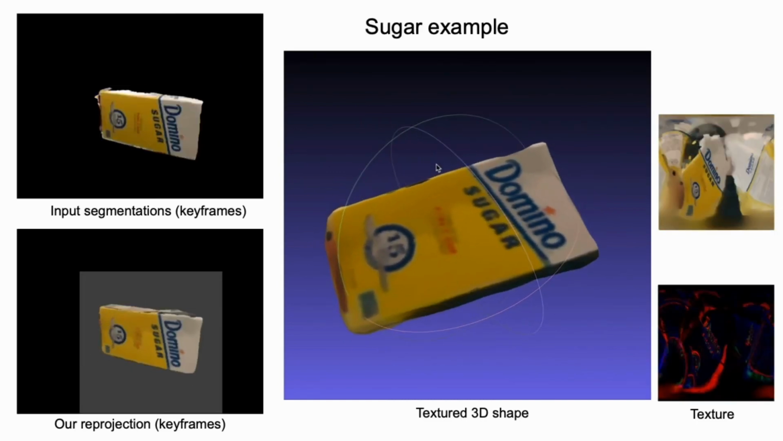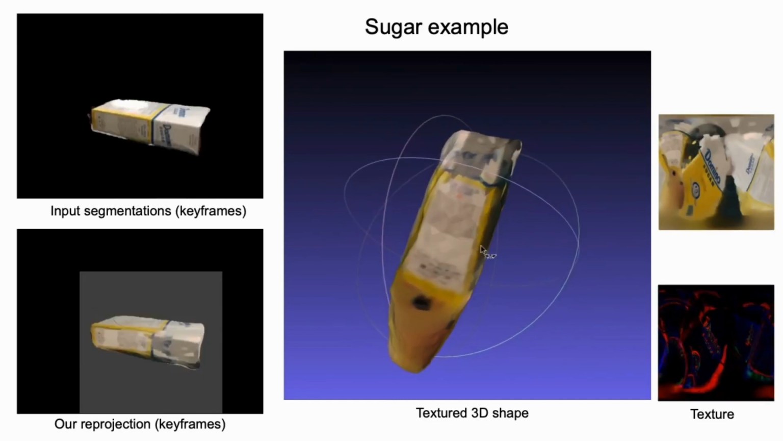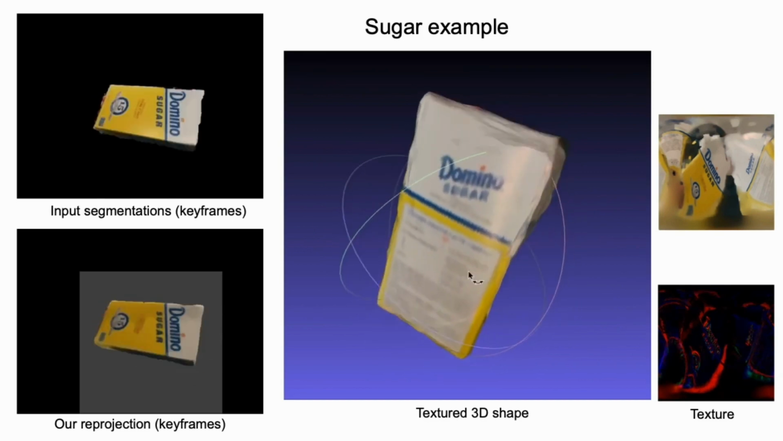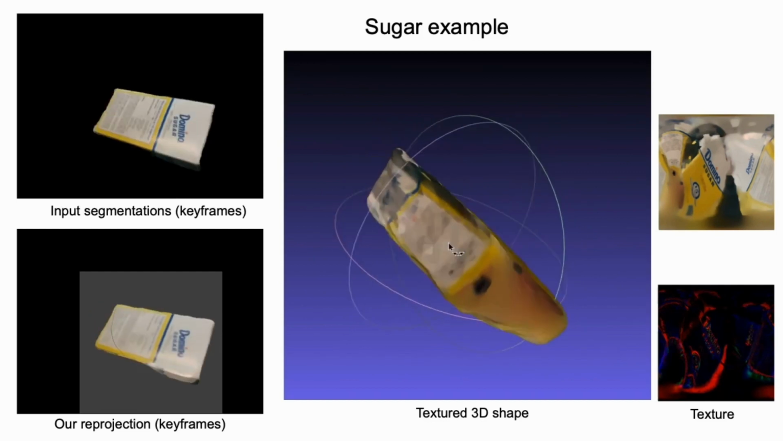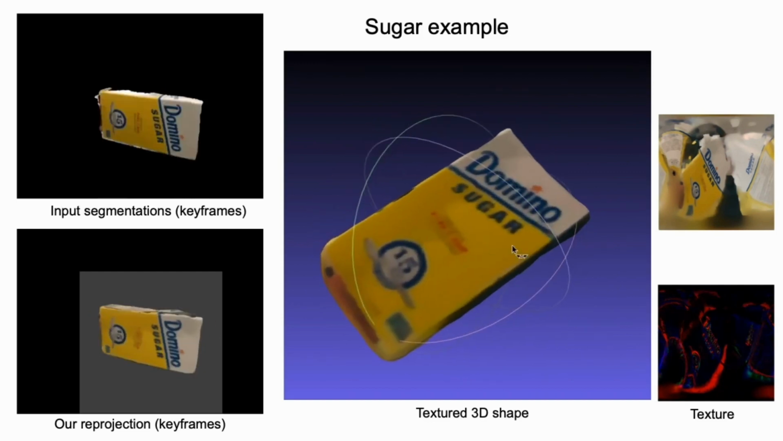The reconstruction of this sugar box shows again the high quality of the recovered 3D shape, although the object has not been observed from all sides. The sharp texture details also indicate highly precise tracking of the box.